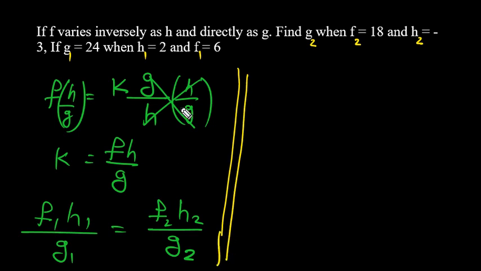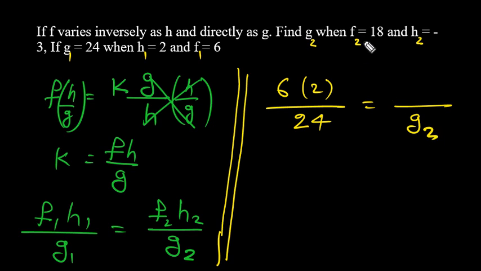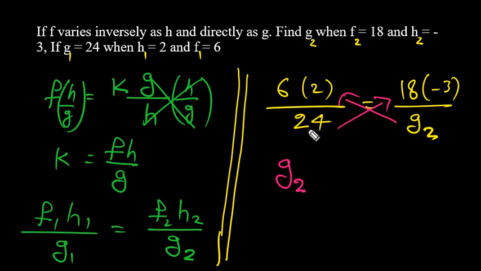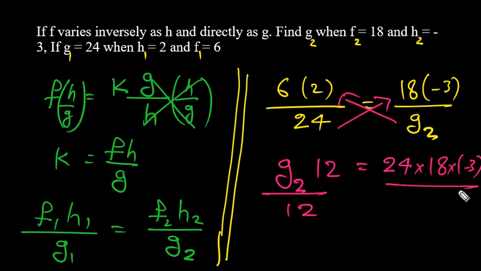Now f1 is here, f1 is 6, h1 is 2, divide with g1 is 24, equal g2. We need to find g2 in this case, so g2 is here, we don't know that. F2 is 18, multiply h2 is negative 3, right? We do the cross product, so that will be g2, 6 multiplied by 2 is 12. Now this will be 24 multiply 18 multiply negative 3. Divide with 12 both sides.